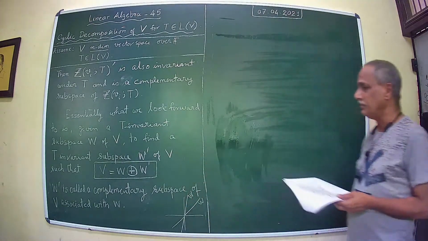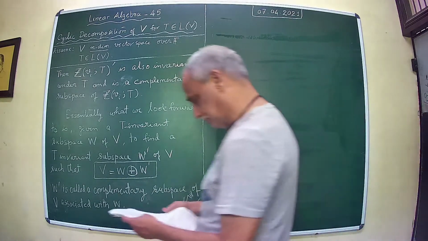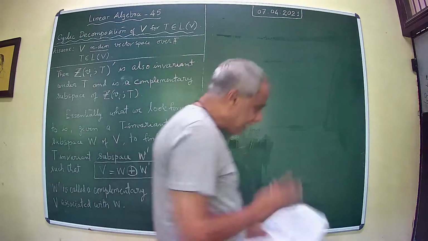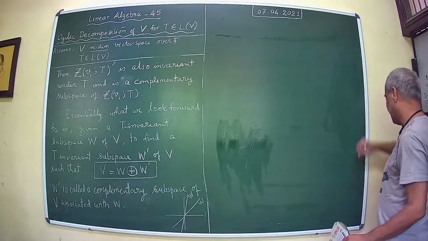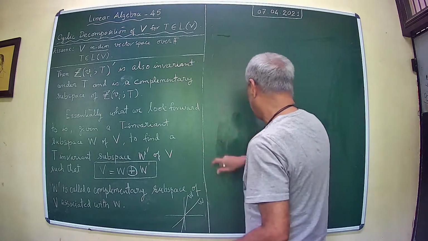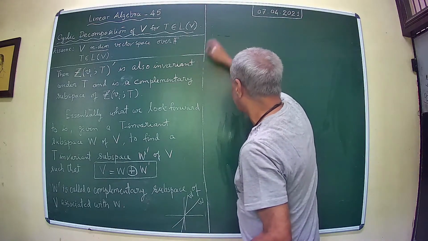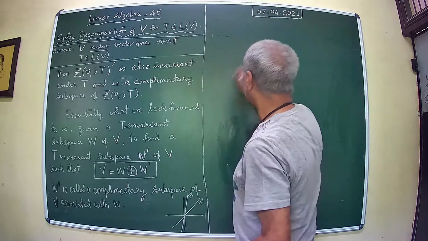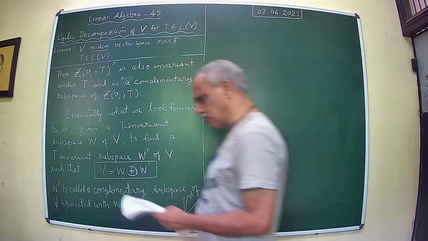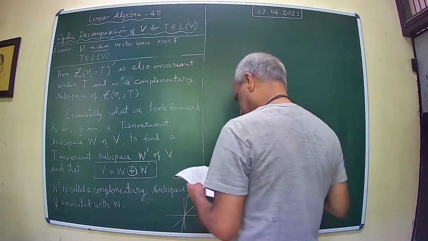So our objective is very clear at this stage. We are going to work backward and get some insight into the problem. That means if there is such an invariant subspace W prime and V is equal to W plus W prime, then what all things happen? Because they are all related. So let us work backwards.